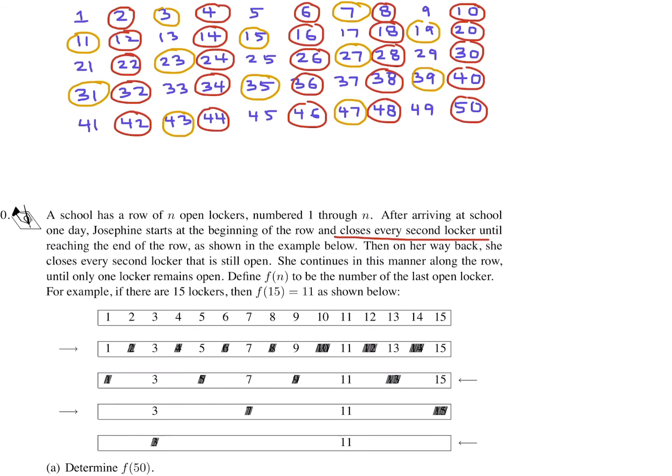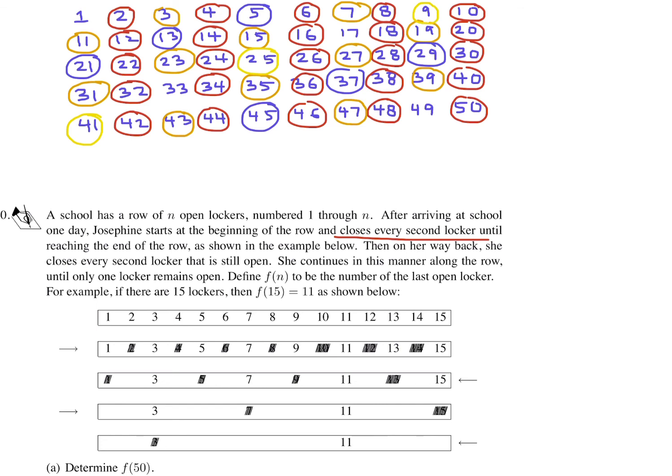Okay, now we're going to go in the other direction, close every second locker. So that'd be 5, 13, 21, 29, 37, 45. Okay? Now I'm going to go in the other direction, closing every second locker: 41, 25, and 9. Okay?